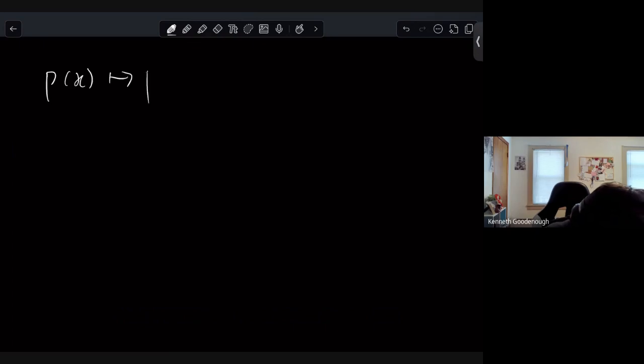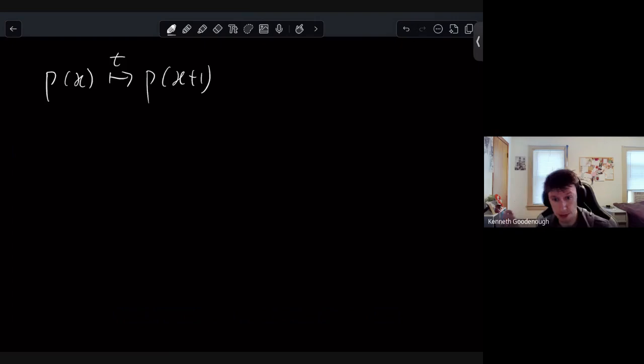There's one thing I wanted to do. Namely, we had this operator that took us from p(x) to p(x+1). And I think I just called this an operator. Actually, let's call this, what's a good term? Let's just use T for translation. So that's effectively what we're doing.